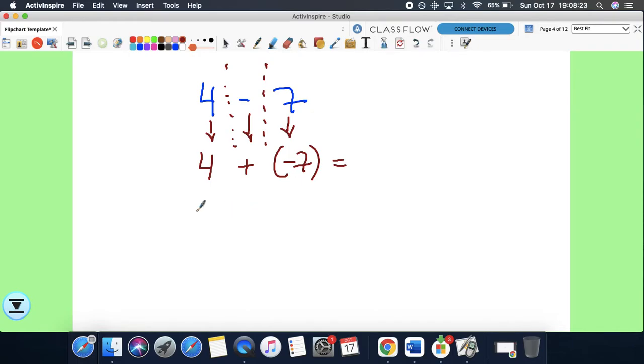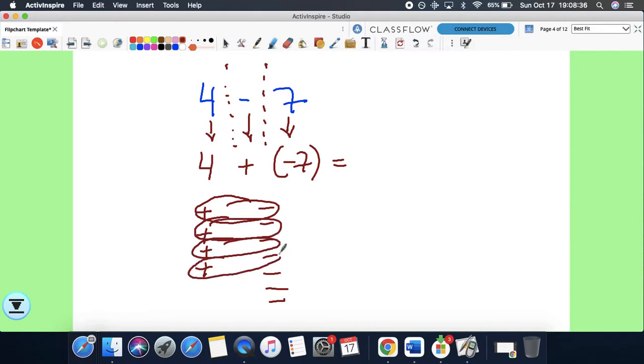You can make 0 pairs. There's positive 1, 2, 3, 4 positives, and 1, 2, 3, 4, 5, 6, 7 negatives. So these two make a 0, these two make a 0, and this makes a 0. So all that is gone. That's my answer: negative 3.